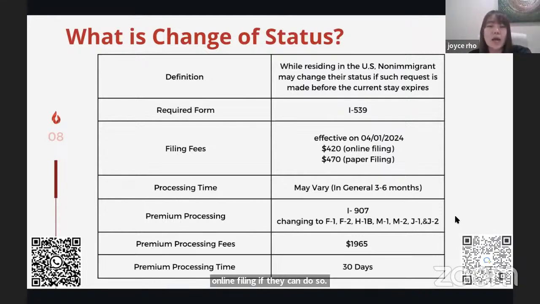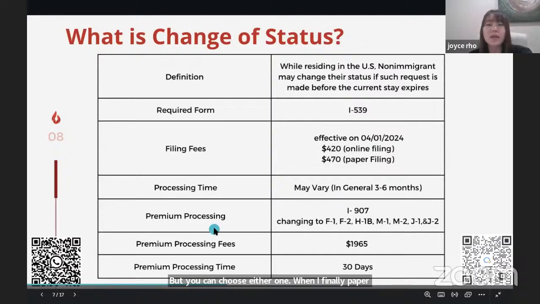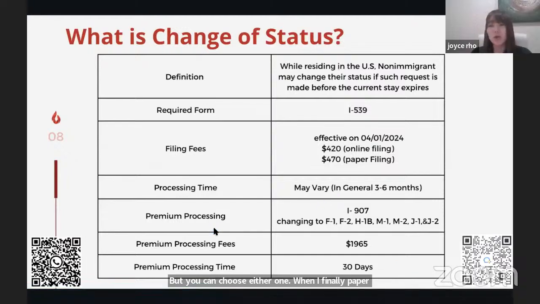But you can choose either one, online filing or paper filing. This is the amount. And processing time is very varied. So in general, I would see that it takes about 3 months or can take up to 6 months. Of course, there are some cases that you can get the approval notice in a month, like if you have a slam dunk case. But in general, I do see that 3 to 6 months of processing time is quite common nowadays.